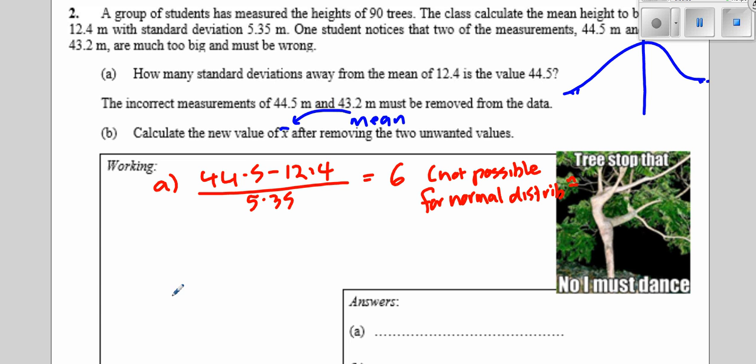Okay, so B. This is a good problem-solving one. Calculate the new value. We knew before the mean was 12.4 and the standard deviation was 5.35. So Sarah, if we know the mean was 12.4, and that there were 90 trees, how could we work out what all their heights added up together was?